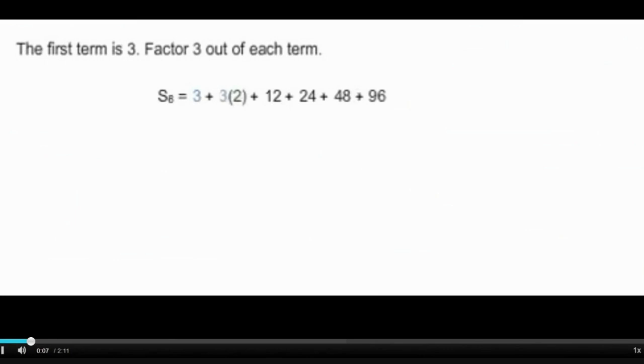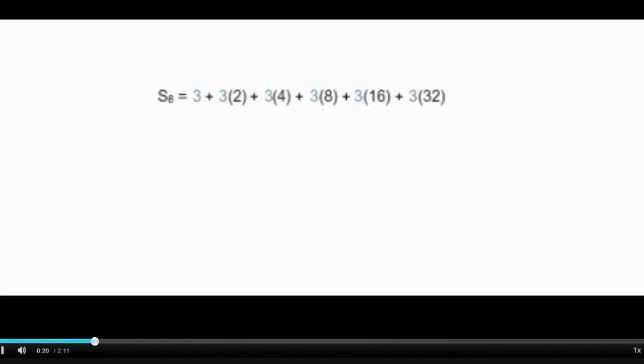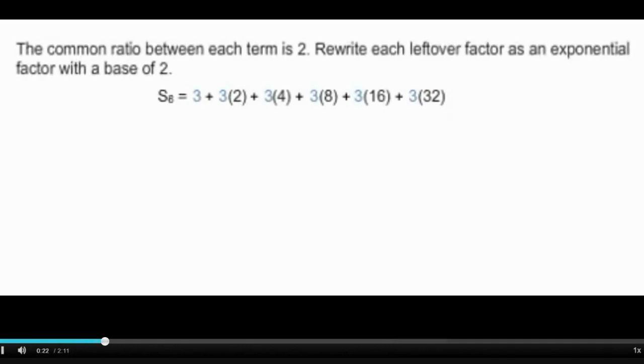Factor a 3 out of each term. We're not going to have sound on this one. I guess we have sound on it. So we factor a 3 out of each term. They're all divisible by 3. The common ratio is the 2, so let's write each of those leftover things as a factor of 2. We got 3, and then 3 times 2, and then 3 times 2 squared, and 3 times 2 to the third, and 3 times 2 to the fourth, 3 times 2 to the fifth.